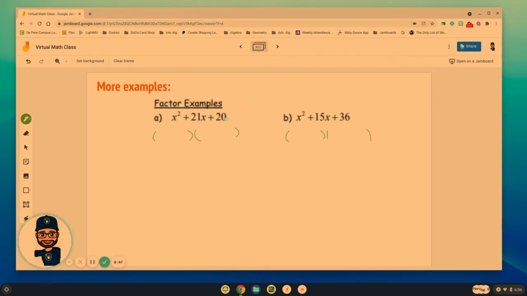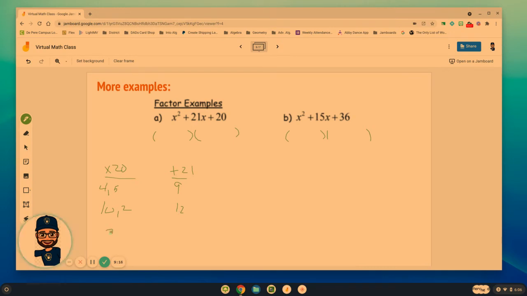All right, let's look at letter A. I need to multiply two numbers that are going to help me multiply to 20, but at the same time, those two values have to add up to 21. One of the common ones is like 4 and 5, but if you add those together, you only get 9. Well, 10 and 2. Well, if I add those together, I only get 12.